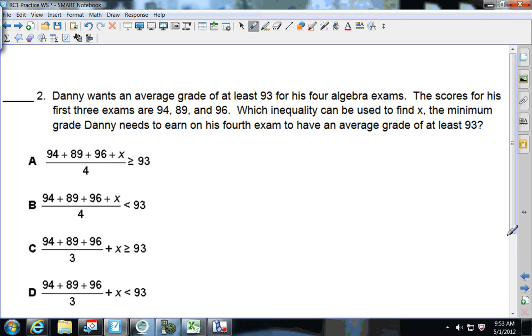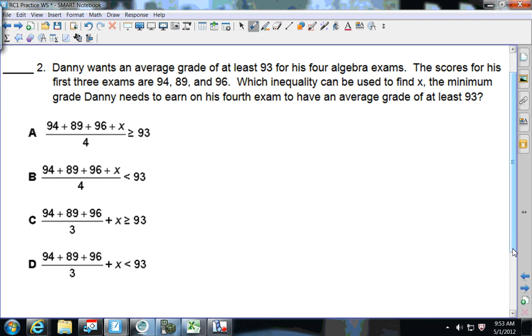Next one. It says Danny wants an average grade of at least a 93. At least means greater than or equal to. I can eliminate 2 choices because of that. This says less than. It's not this one or D. So now I've got these 2.